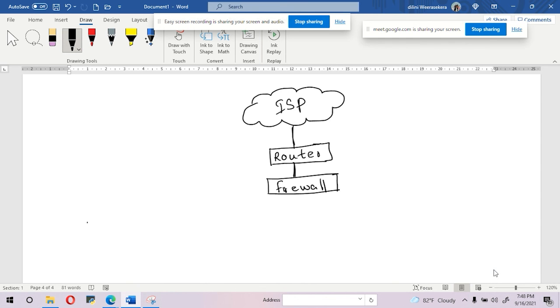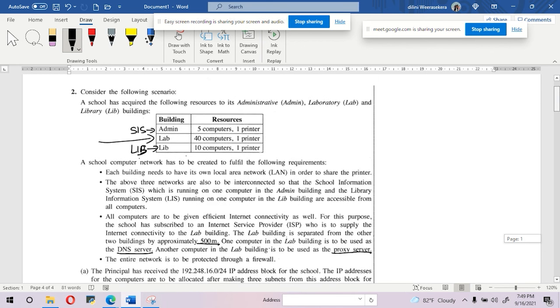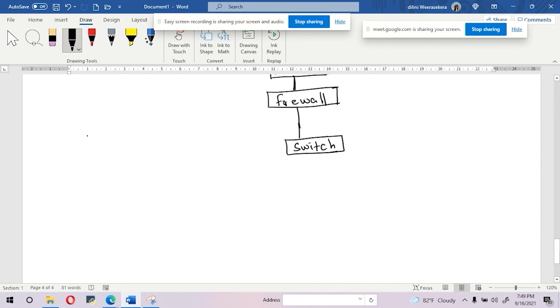Okay. Then the firewall should be connected to the, now this is a lab building. So in the lab, we have a switch. So the lab is getting the internet connection. That's why I connect this to the lab switch. In the lab we have, I think, 40 machines. Yes, 40. Out of them, one machine is given as a DNS server. One machine is given as a proxy server.